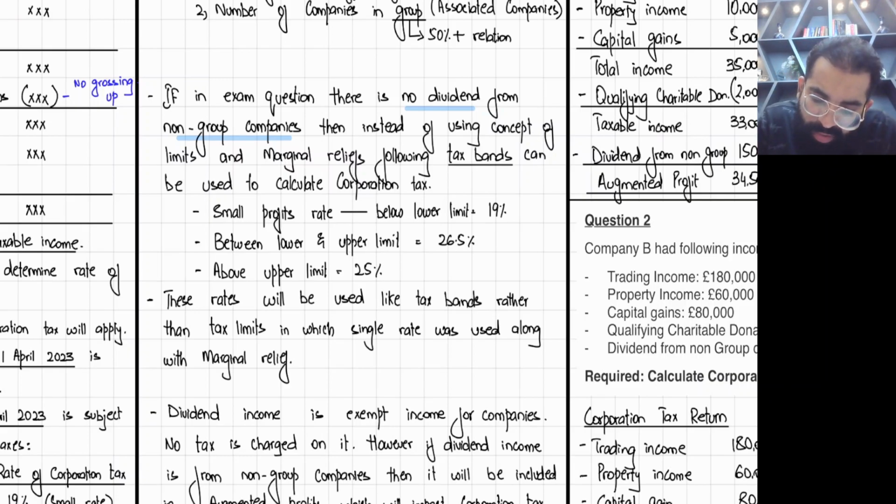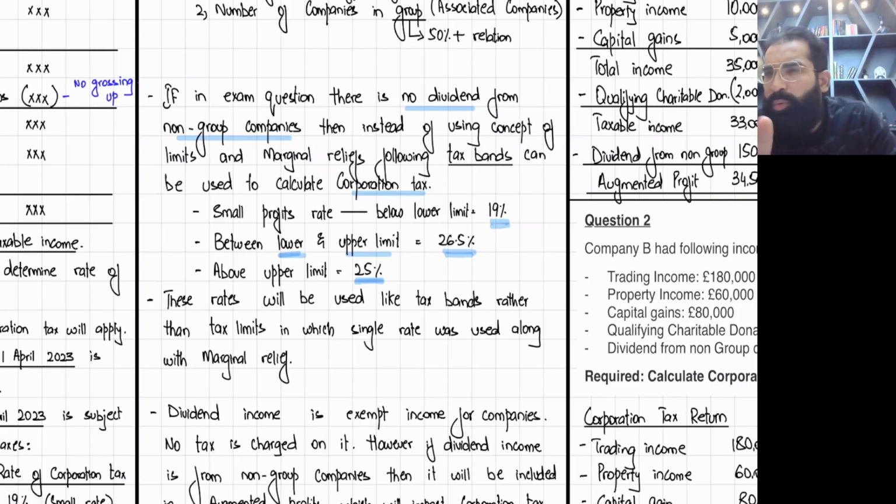Then instead of using the concept of limits and marginal relief, the following tax bands can be used to calculate corporation tax. Small profit rate below the lower limit is 19%, then between the lower limit and upper limit it's 26.5%, and above the upper limit it's 25%. I'm not going to give you the logic of this 26.5%, it's all pure maths. Because in reality, when your augmented profit goes above 50,000, the higher rate is applied on complete income, but in this bands calculation, we are thinking that the higher rate is only applied on additional income. That's why we have increased the rate.